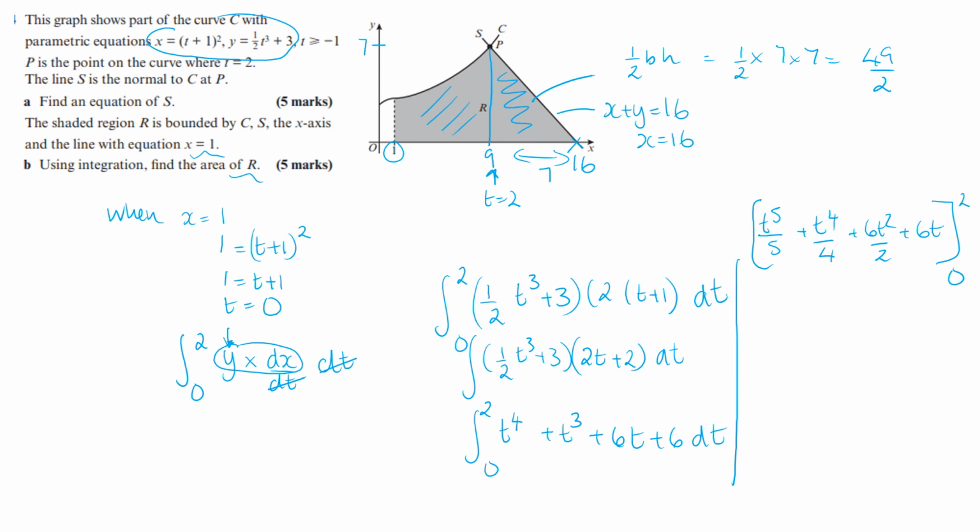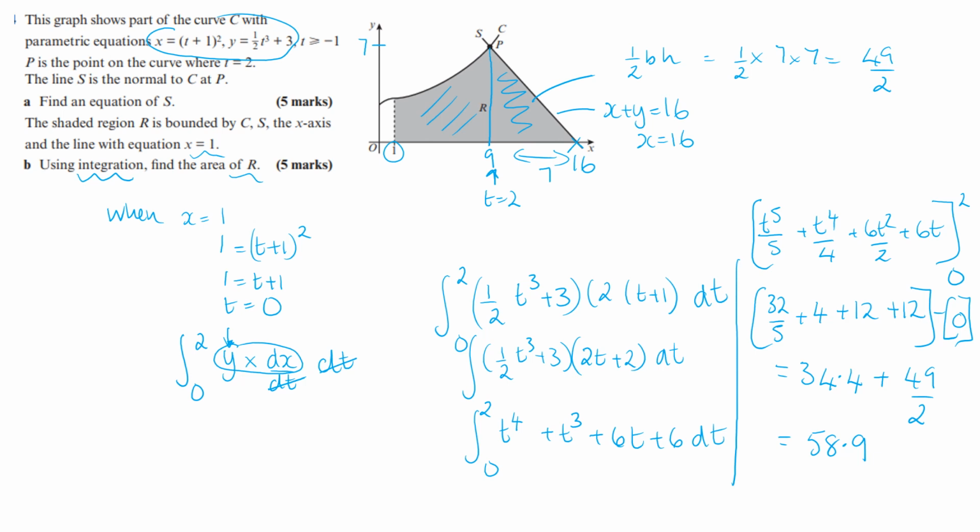So when I put 2 in, I'm going to get 32 over 5 plus 16 over 4, which is 4, plus the 6 and the 2 will cancel and give me 3 times 4, 12, plus another 12. And then we're going to have minus 0. Now that all comes out to give us 34.4, and then we add on the 49 over 2, the triangle, and it all comes out to give us 58.9.